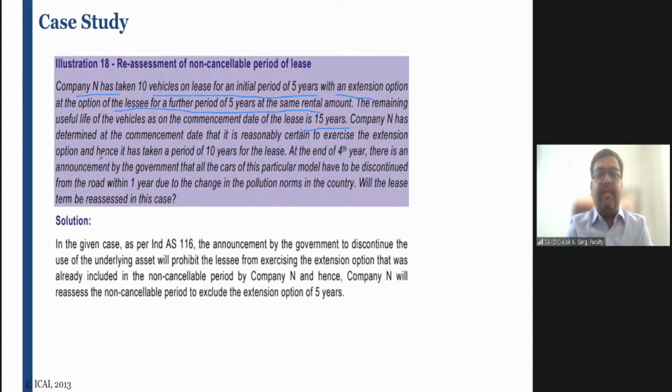Company N has determined at the commencement date that it is reasonably certain to exercise the extension option, and hence it has taken a period of 10 years for the lease, right? So the company is saying that it is reasonably certain to exercise the extension option, and hence it has taken a period of 10 years for the lease.